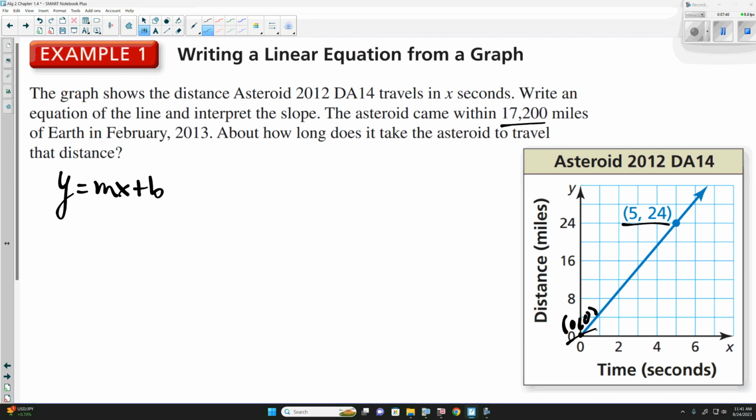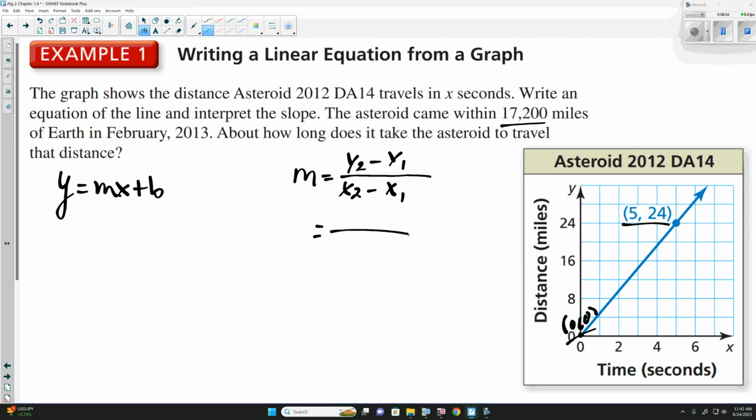It's considered an x-intercept when the value of y at that point is 0, and it's a y-intercept when the x value is 0. Now, the other piece that we need is the slope. So that's our y2 minus y1 over x2 minus x1.